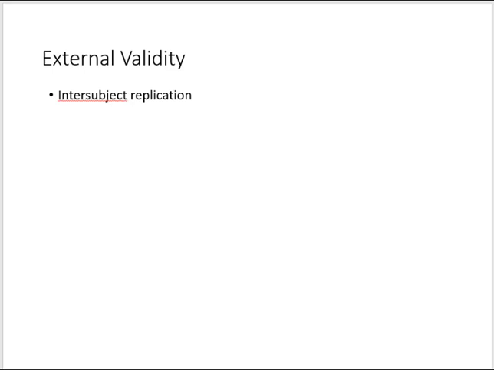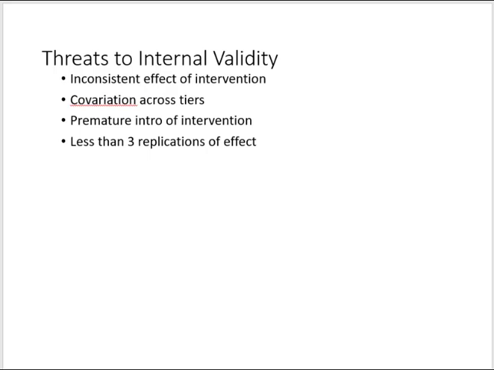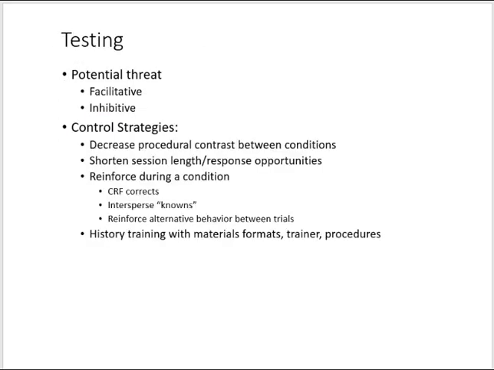External validity is possible with this design because of the inter-subject replication. When you use multiple baseline across participants, multiple probe across participants, you can do something like multiple probe across behaviors replicated across participants. Threats to internal validity remain. We want to check for covariation across tiers. If we have fewer than 3 replications of effect, we can look to see what might be at work. Is there some sort of inconsistency at play that we can adjust for?